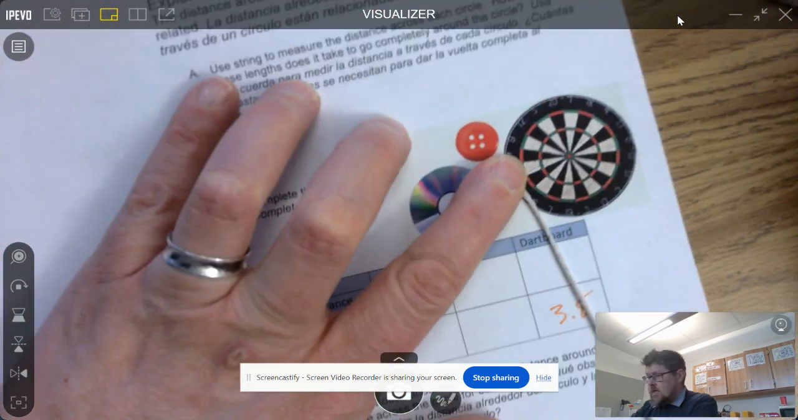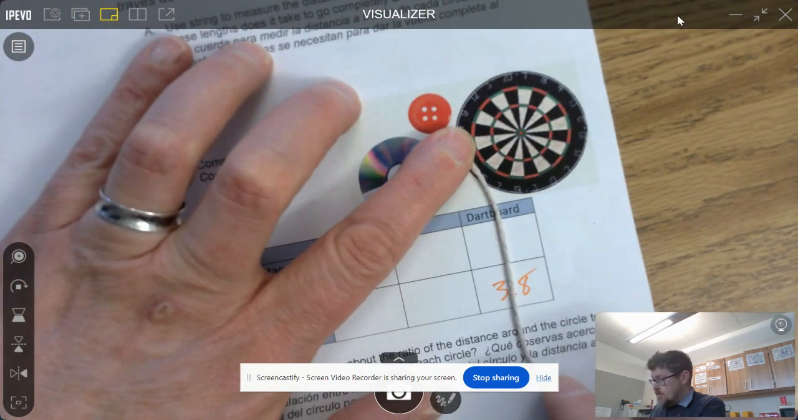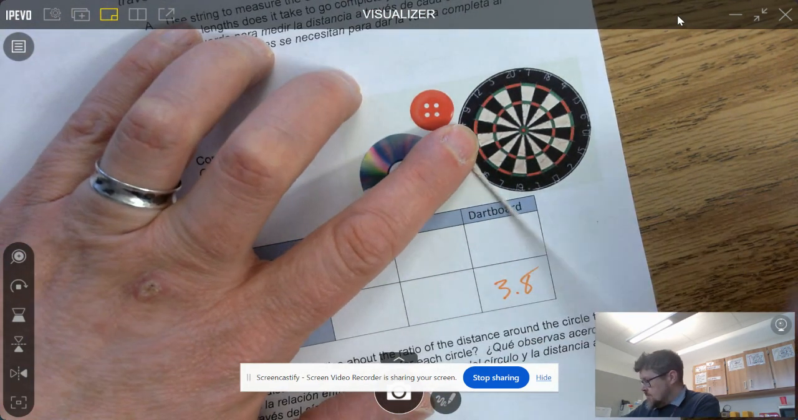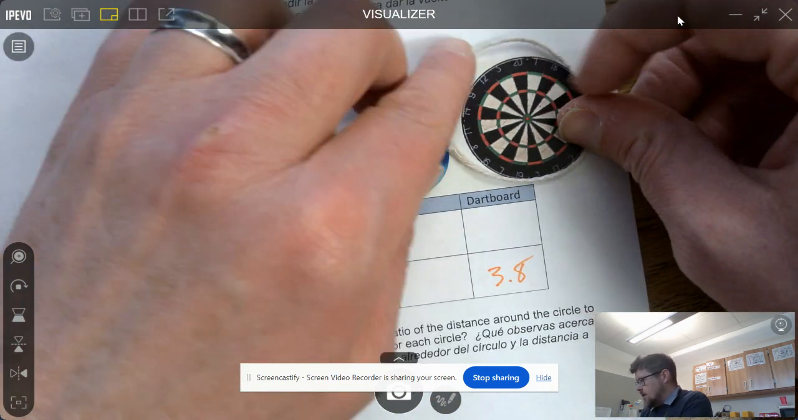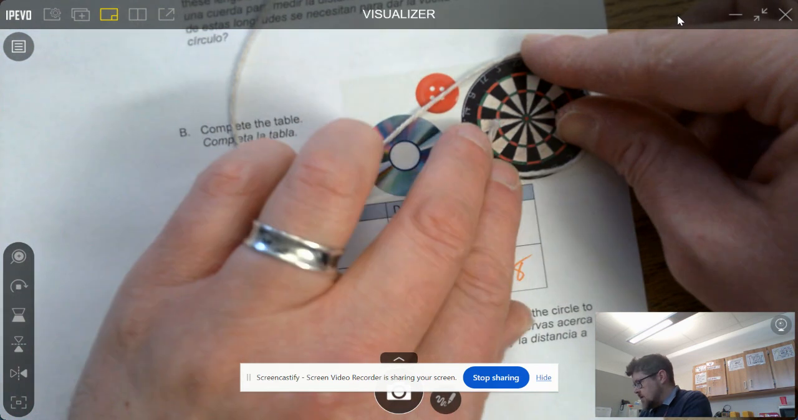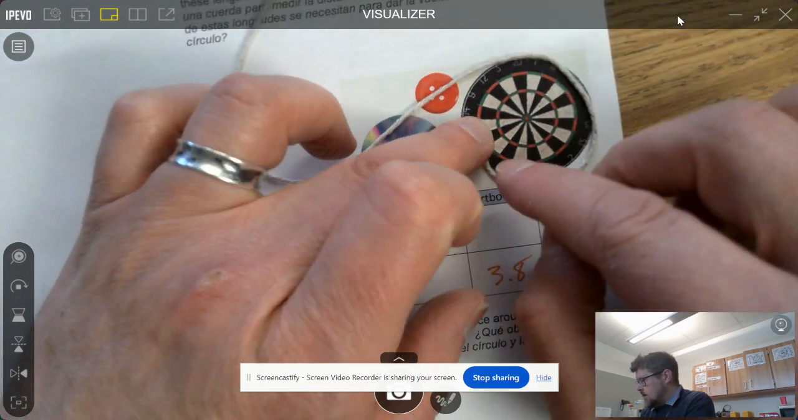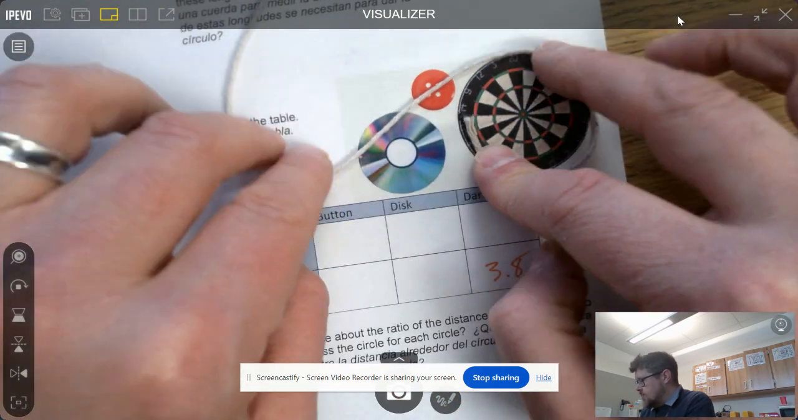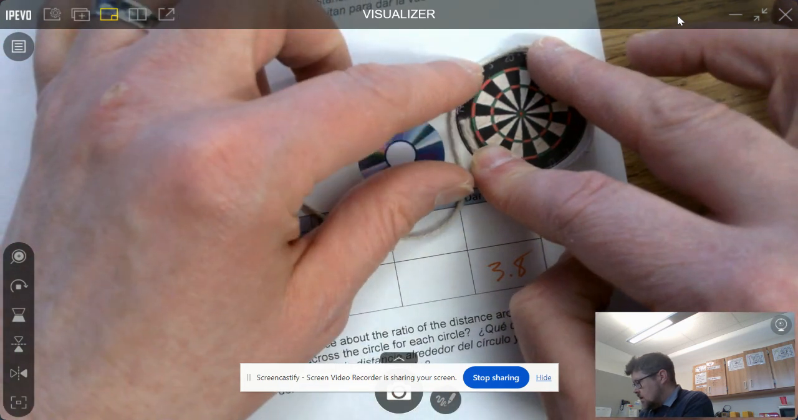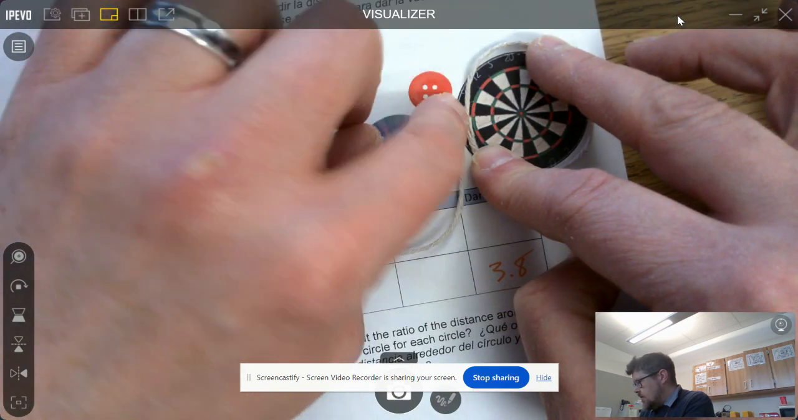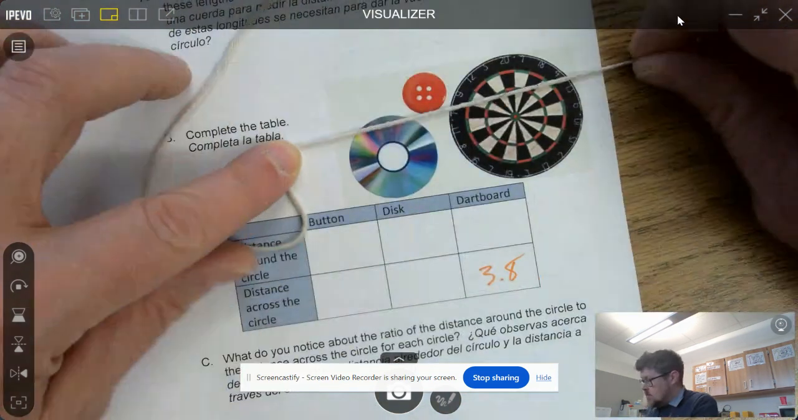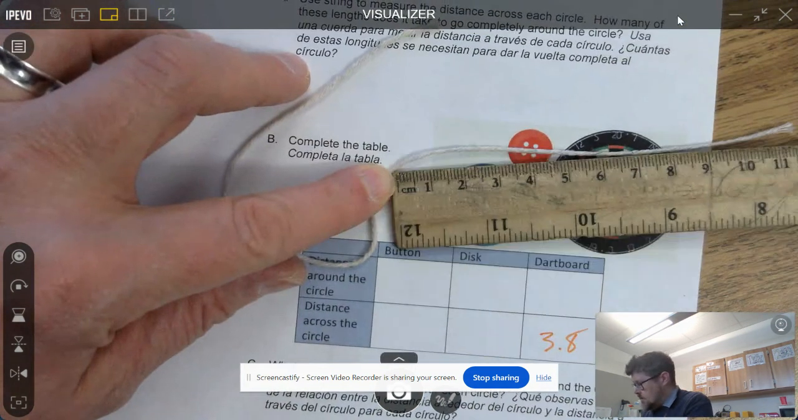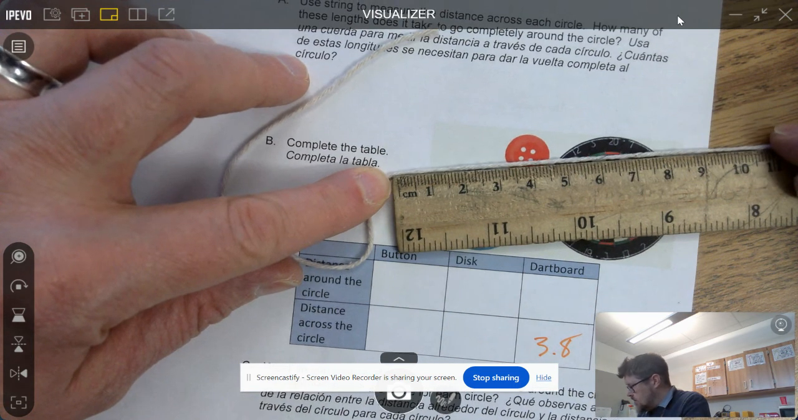Sorry, guys. Let me get this closer to me. It'll probably be easier. So I'm just going to measure around with the string, put it on there. This is going to be a rough estimate, of course, because the string is not how you want to measure these types of things. Okay, it's about right there. So then I'm going to take my ruler and measure it out here.